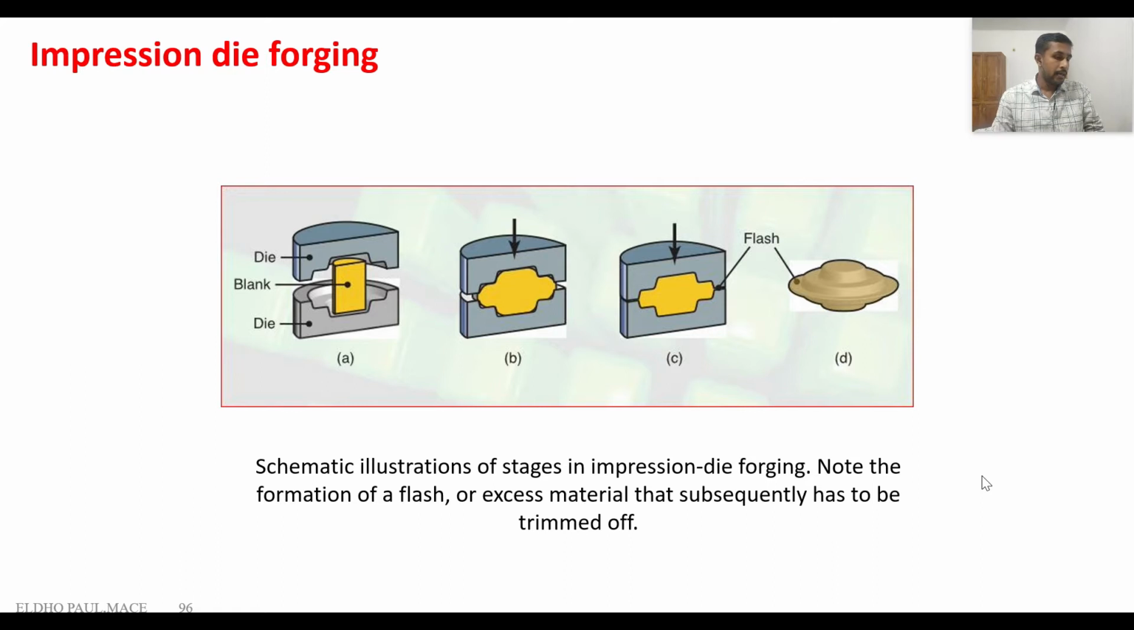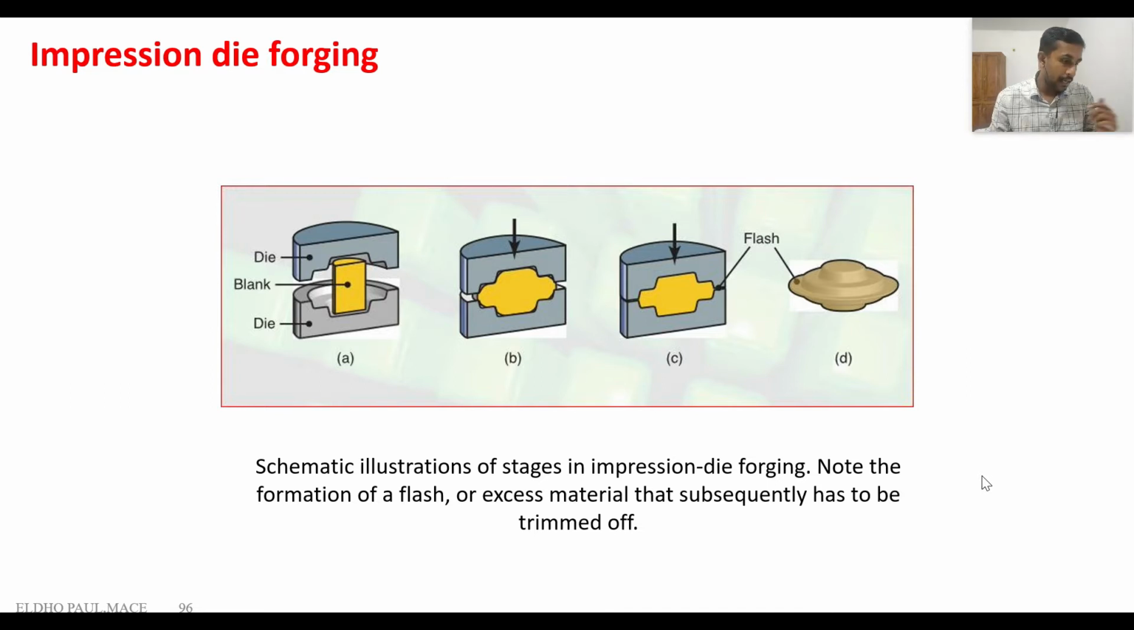So here in the open die forging, as you know, we forge in between two flat dies. So the analysis of the open die forging is somewhat simpler than that of the impression die forging and closed die forging, because in impression die forging actually there is a cavity inside the die, and the material is deformed inside this cavity region. So the analysis of this impression die forging is somewhat difficult compared to this open die forging.